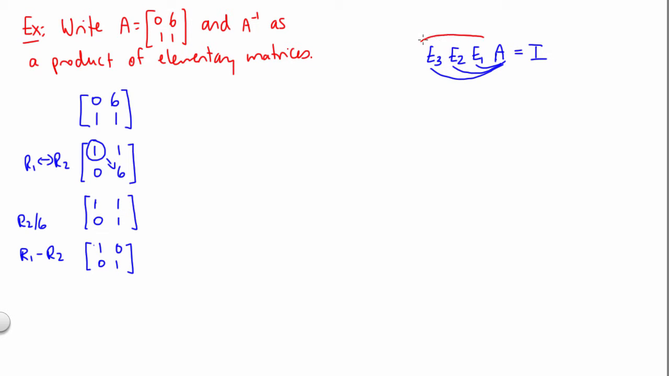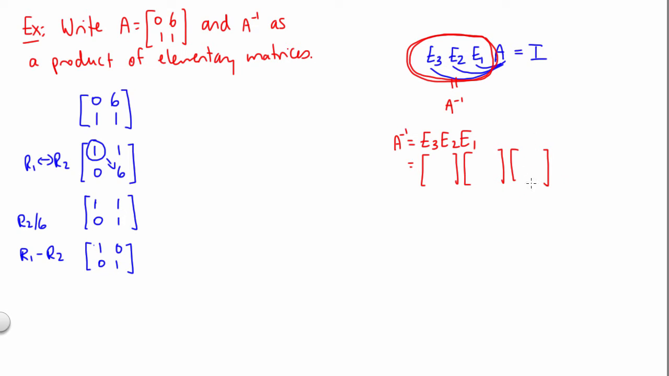If we look at just this part of the expression here, thinking of this as one object, this is an object that comes in and multiplies with A to give us the identity matrix. So this stuff right here must be A inverse. So we can say A inverse is E3, E2, E1, and it would be nice to write this out explicitly, just writing down exactly what these elementary matrices look like.